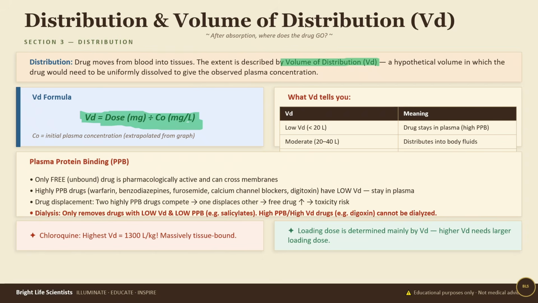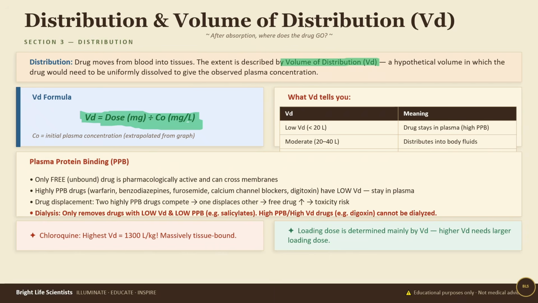VD, which is the volume of distribution, is a hypothetical volume. It does not correspond to any real anatomical space. It is the volume that would be needed to contain the entire drug dose at the plasma concentration observed. Low VD of less than 20 liters: this drug stays mostly in plasma.